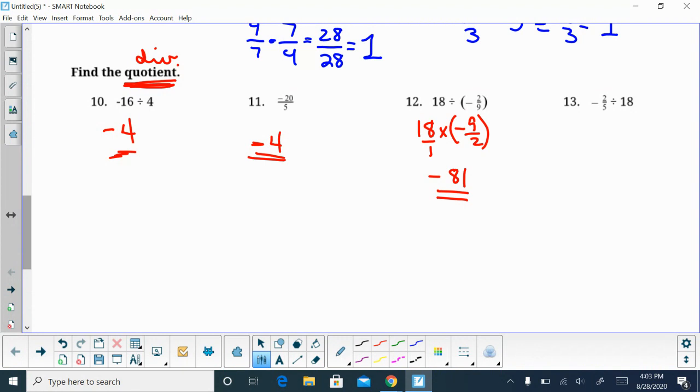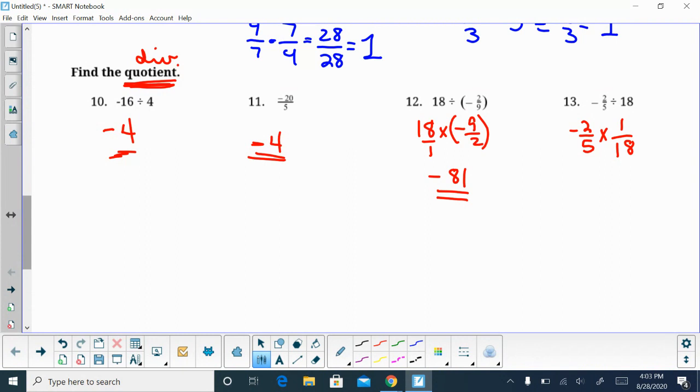Problem number 13, very similar. We're dealing with fractions and division. So working this out, I have a negative and a positive, so my final answer should be negative. So negative 2/5. So instead of dividing by 18, let's multiply by the reciprocal. Negative 2/5 times 1/18. Okay?